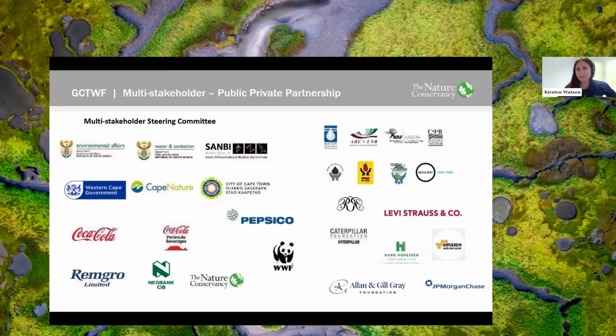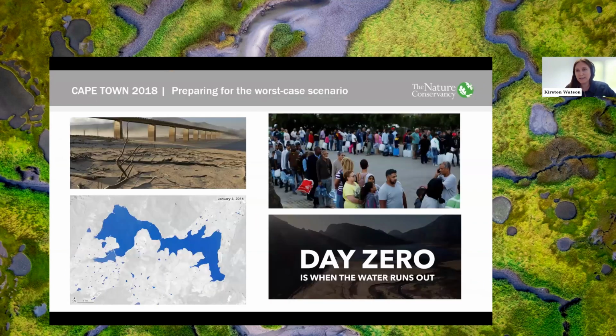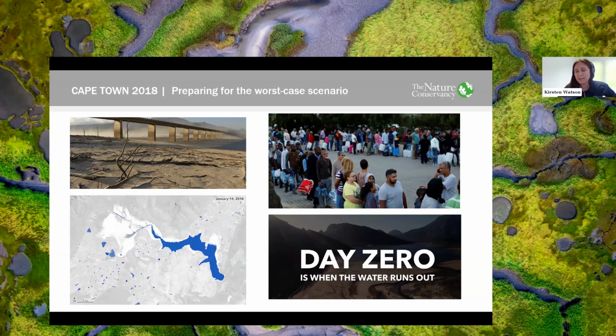So the Greater Cape Town Water Fund started with collective action. It is a multi-stakeholder public-private partnership. And the reason so many of these from national, private, corporates, and research institutions got together is because of the looming crisis, which was the 2018 drought, where the city of Cape Town nearly ran out of water. This was also called Day Zero, meaning the number of days until there was no more water in the taps.